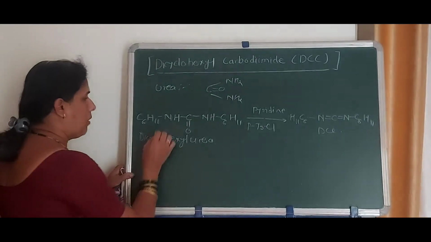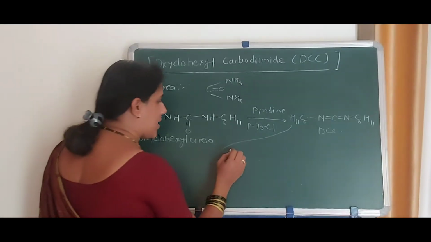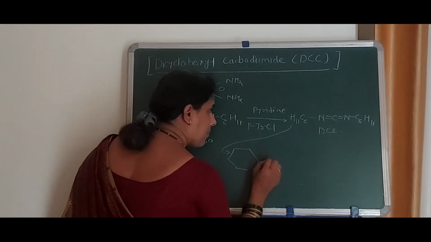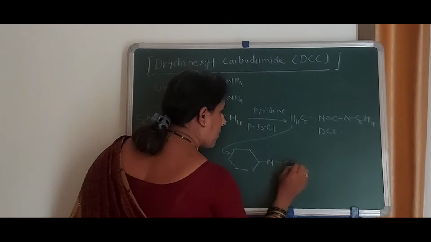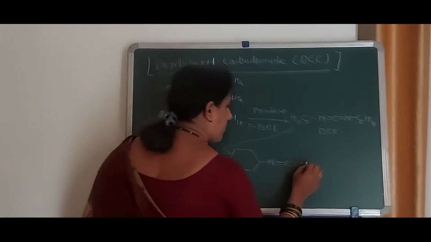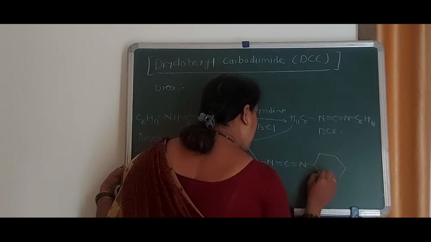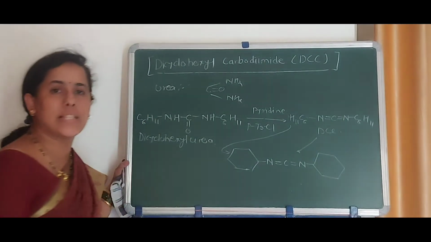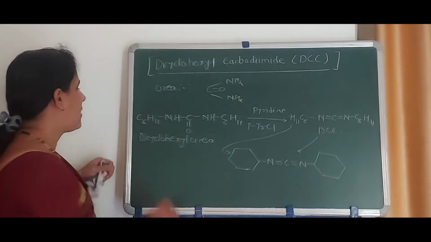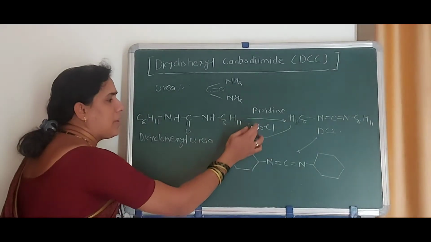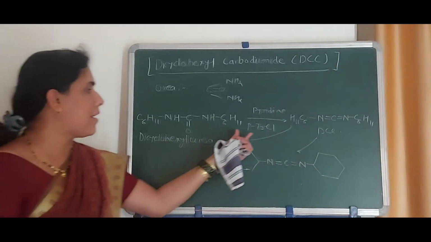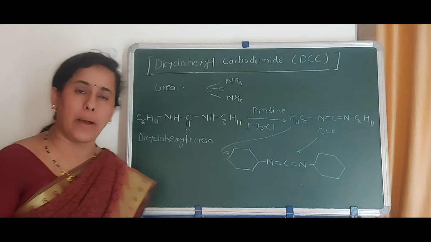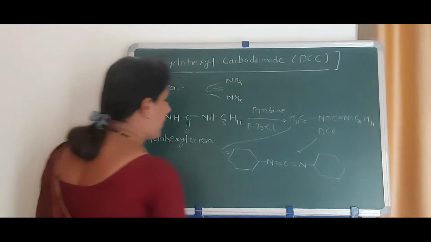Structurally it may be represented like this; these two structures are the same. So dicyclohexyl urea, under reflux with para-toluenesulfonyl chloride in the presence of the base pyridine, there is formation of DCC.